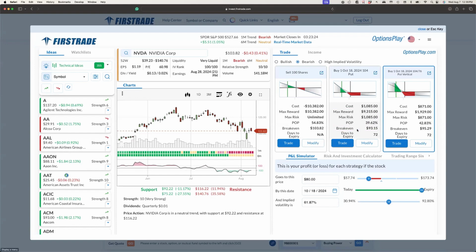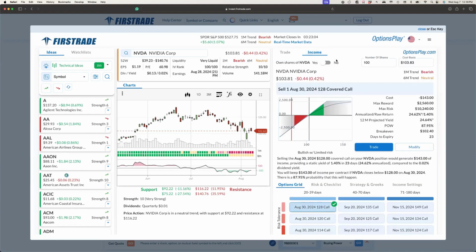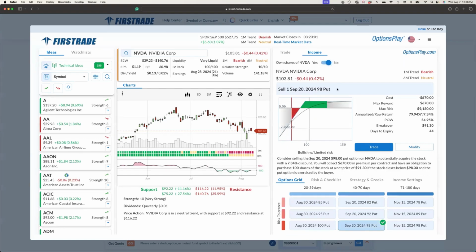All of this information is available to you here on your Options Play platform, which is free of charge for First Trade customers. This is the best way, in my opinion, to help you learn and get started with your trading. You just have to type in a symbol and click on either bullish or bearish. And if you're ready to trade income strategies, we also have automated strategies for covered calls and cash secured puts.